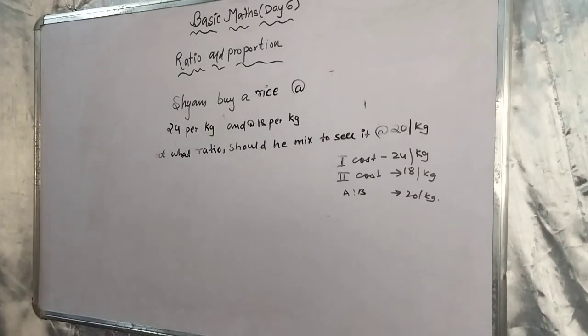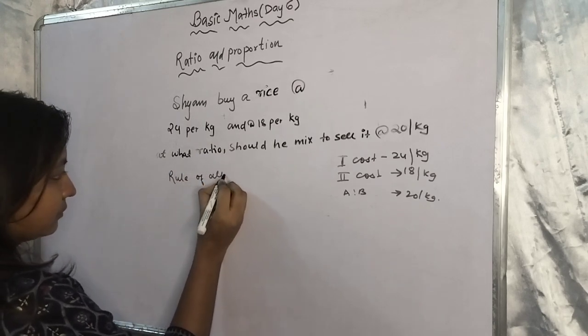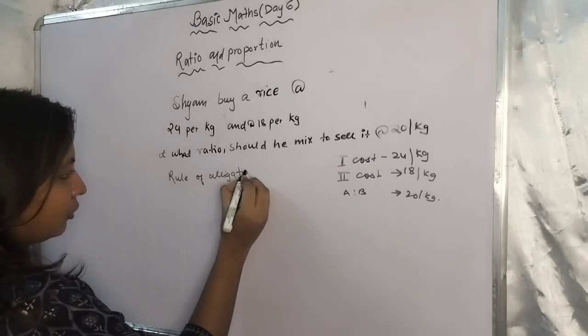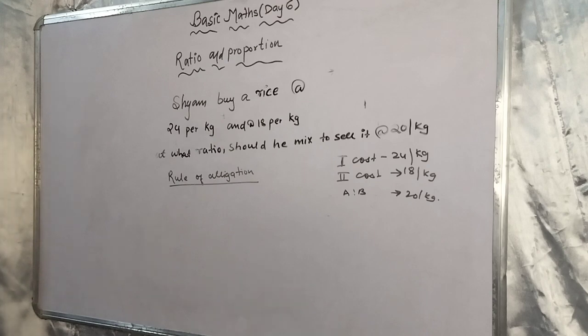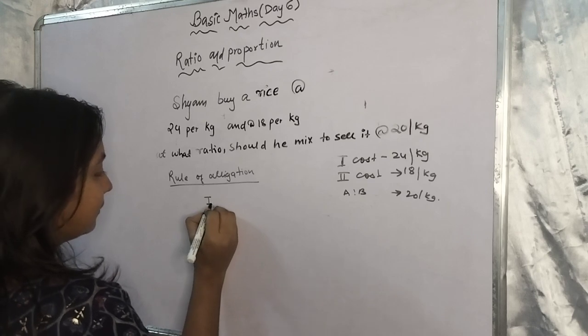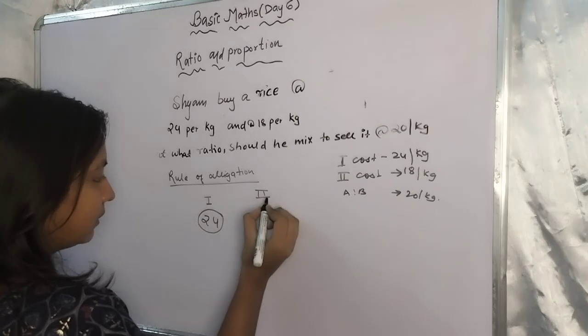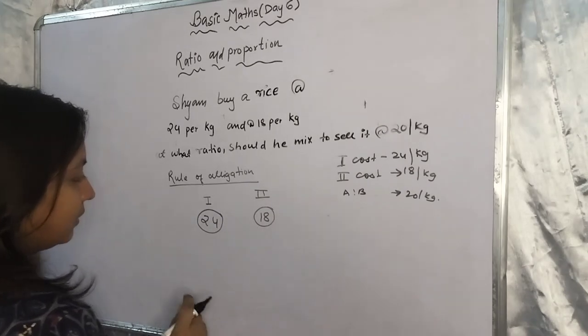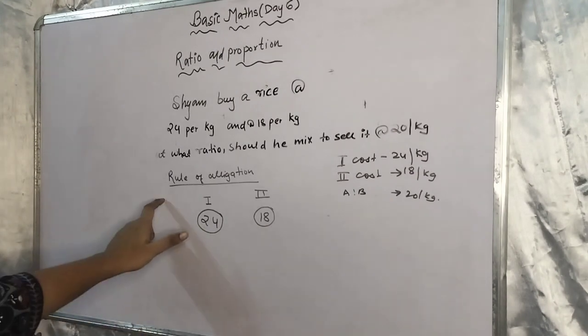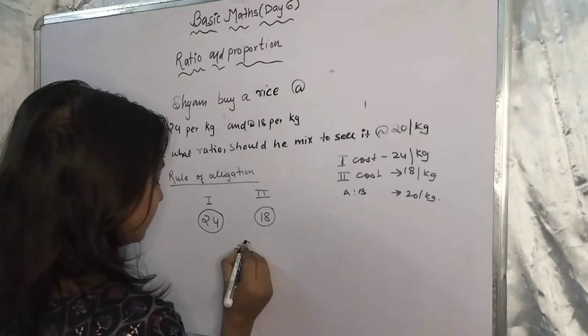So here we will use the rule of alligation. This is used generally during mixture, when we need to know at what ratio we should mix. In any of these types of questions we use the rule of alligation. Type 1 is 24 per kg, and type 2 is 18 per kg. These are the two types, and we are told that we need to sell it at 20.